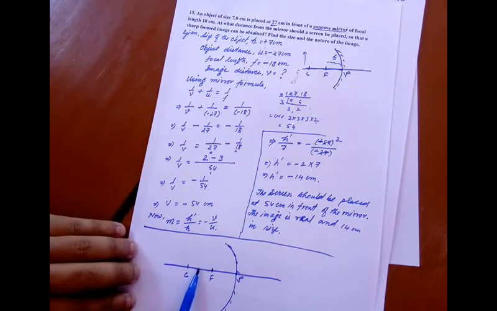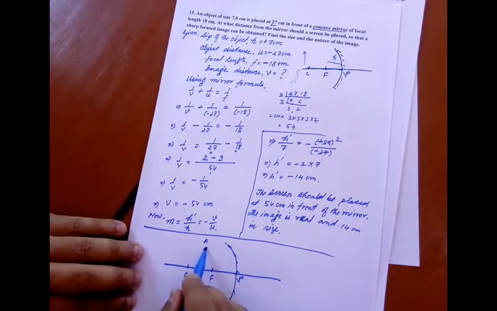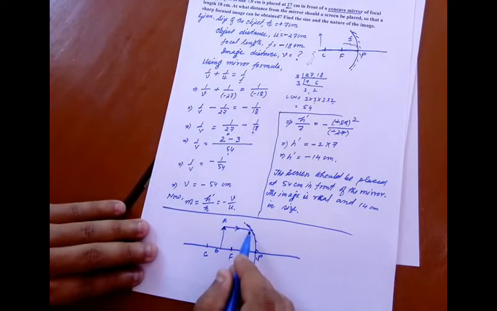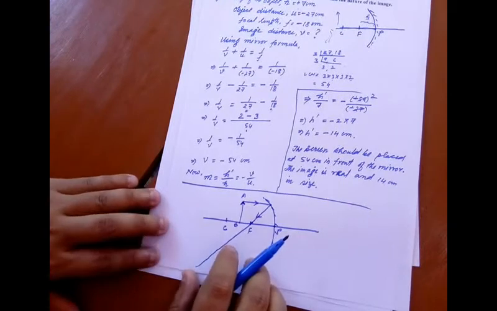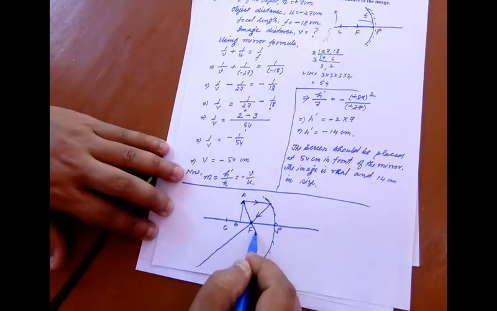That means if it is 36, somewhere in the middle I'll place my object, and I'll name it A and B. If I send a parallel ray from the top, from the point A of the object, it will come back through the focus. Since I'm drawing it very roughly, my lines may not be straight, so I hope you bear with me. Then next, I'll send another one through the center of curvature.